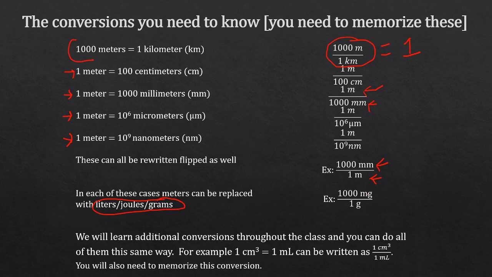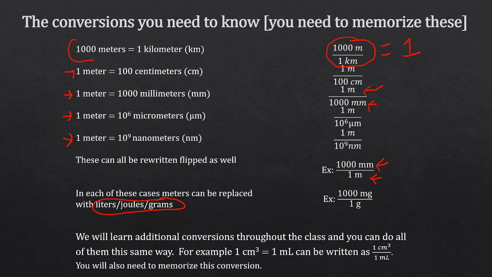So once you memorize these as meters, you know them also as liters, joules, and grams as well, or any other unit we use where we want to attach these prefixes to them. Once you learn them once, they're the same for all the other conversions. We're going to learn some other conversions throughout the class, and you can do them in the same way. So you'll be able to use them as fractions to help you make conversions.